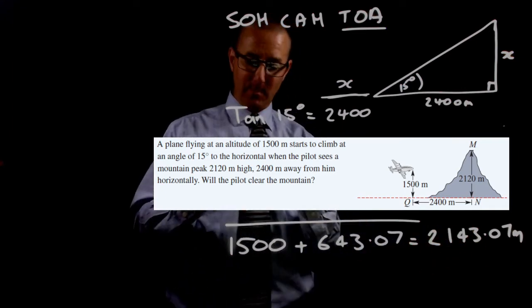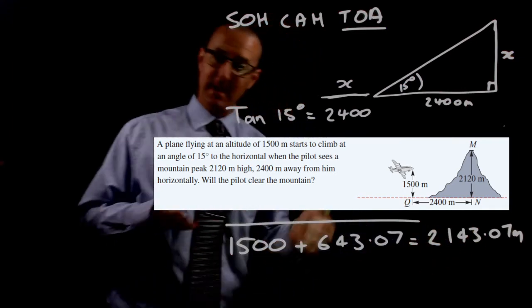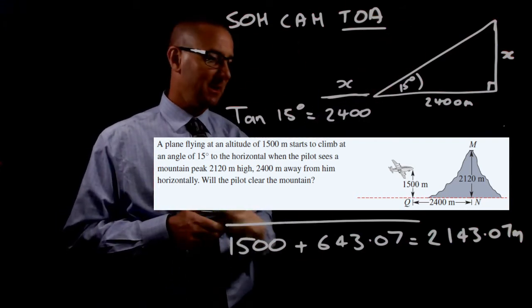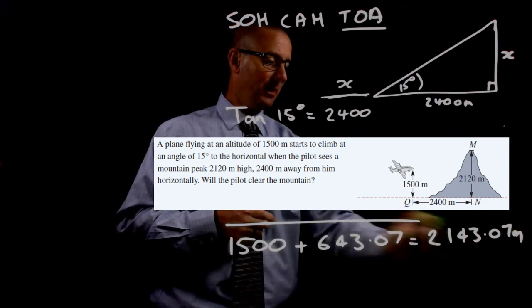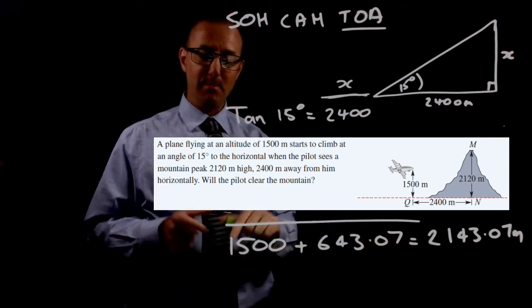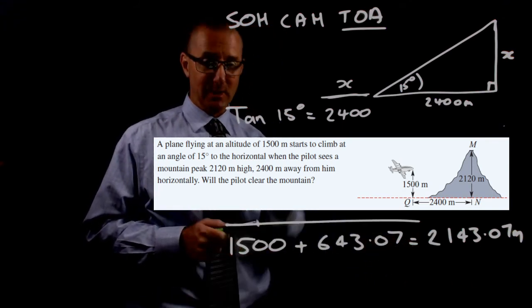And so that way we can answer our final question that yes, the plane will clear the mountain because it's going to be at an altitude of 2,143 metres, and the mountain is 2,120 metres.